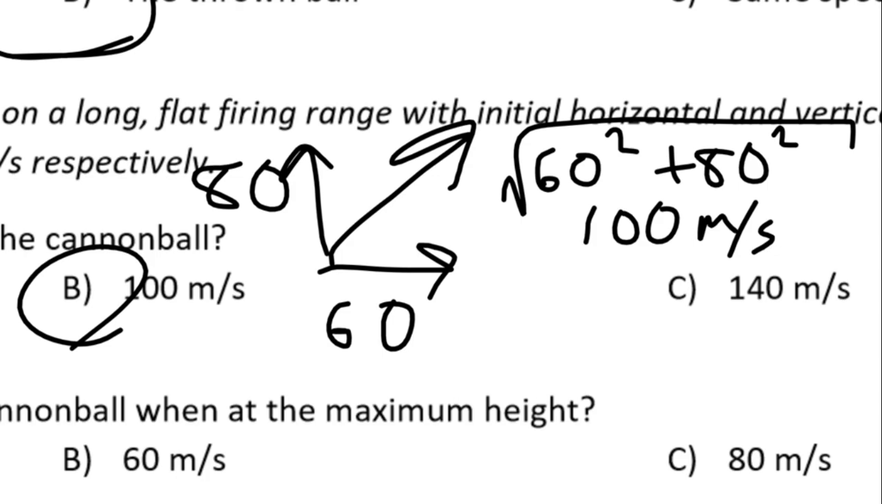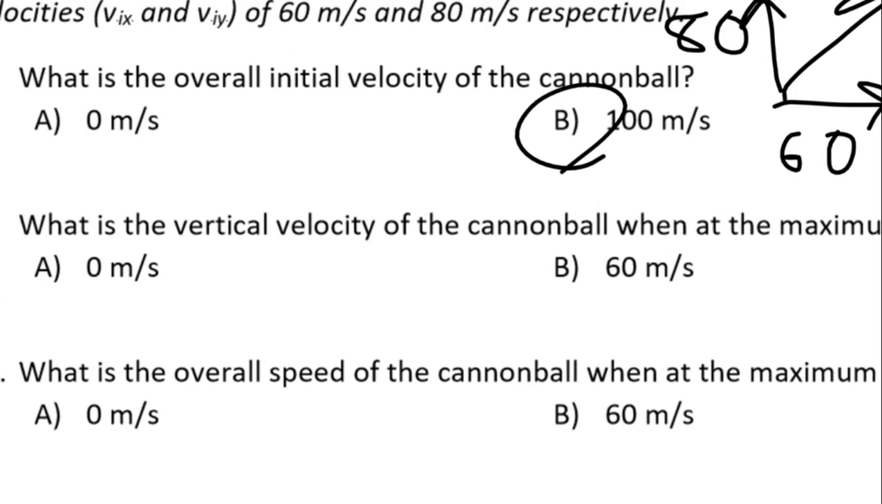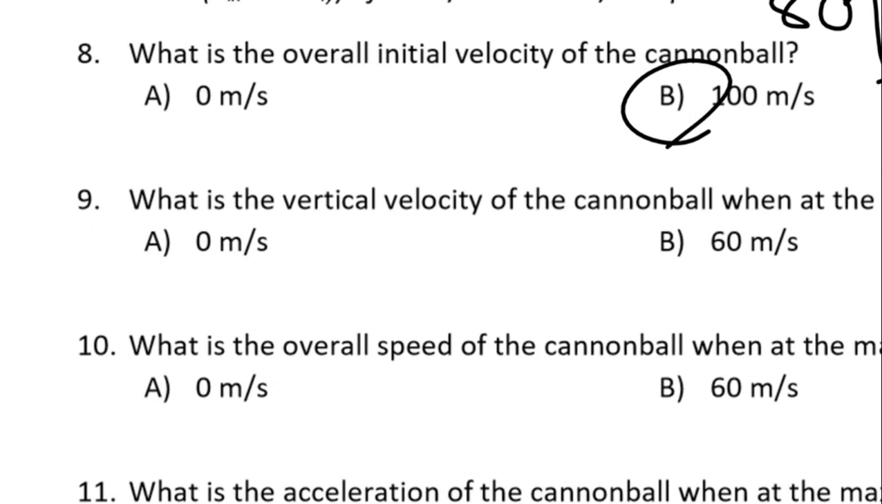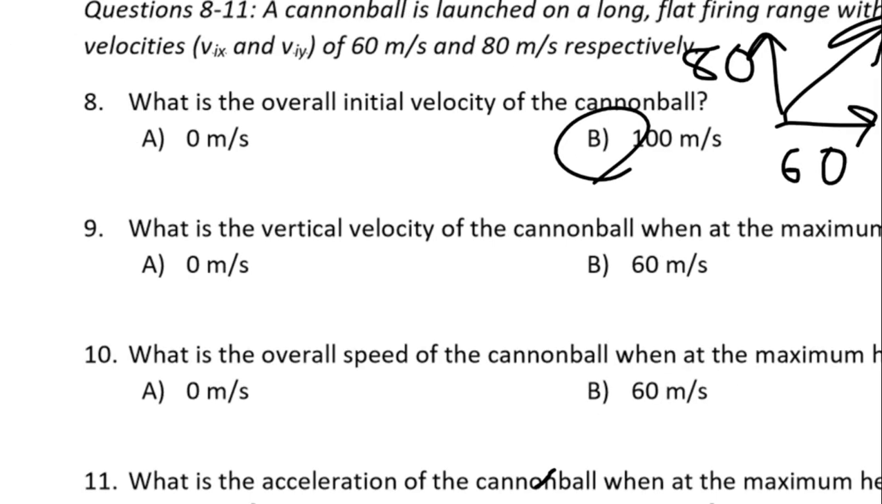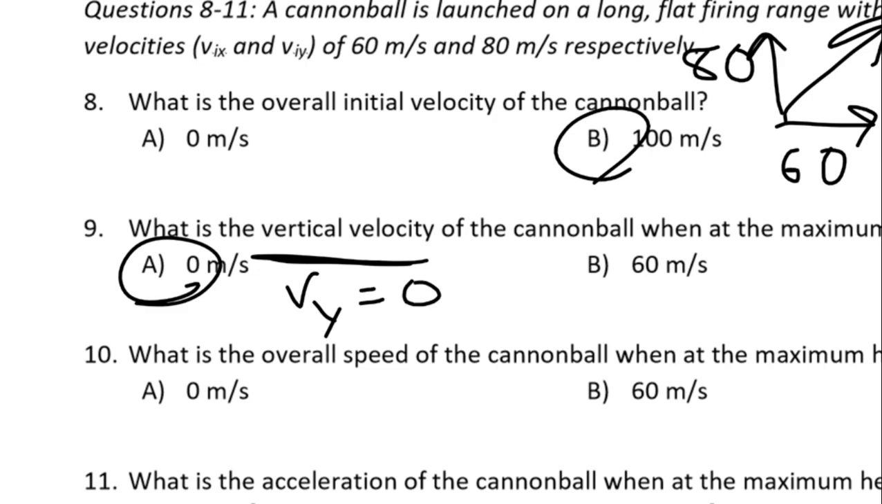All right. Part 9, what is the vertical velocity of the cannonball when at a maximum? When at the max height? So this is basically asking what's Vy when the cannonball is at a max height. When we're looking at vertical velocity, remember, vertical velocity is what changes. So as it goes up, it reaches 0 at the top. So when you're at max height, the vertical velocity, that's Vy, is equal to 0.